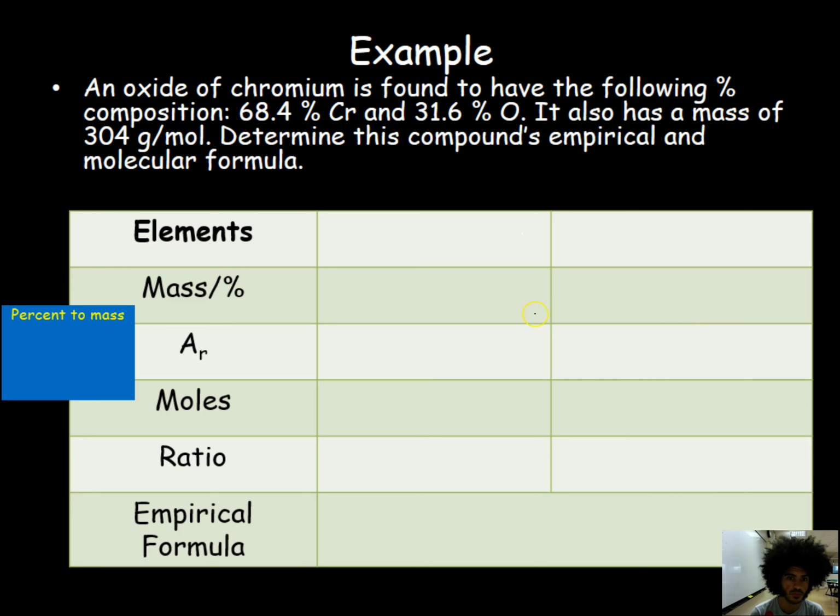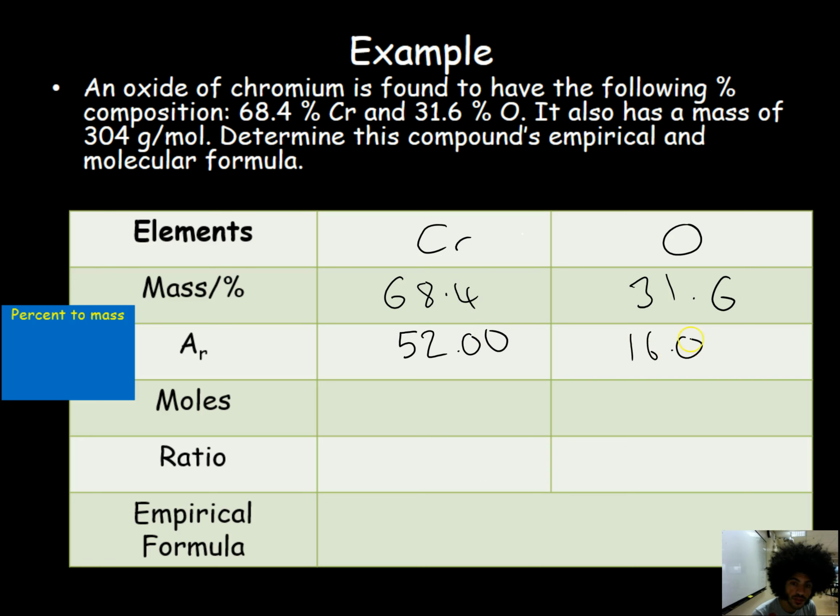So I've got chromium and I've got oxygen. I've got 68.4 and I've got 31.6 there. I've also got the AR, I can put that in now while I'm here. Chromium, using my data booklet, is 52, bang on. And oxygen is also 16. So to work out the moles, that's my next step, mass to mole, I have to divide the mass, or percentage in this case, by the AR.